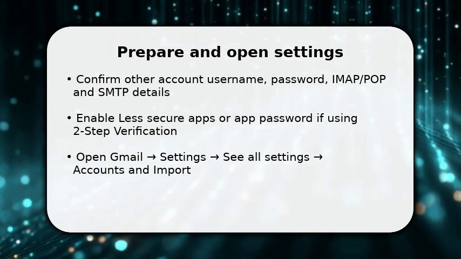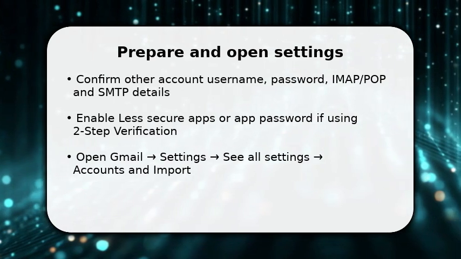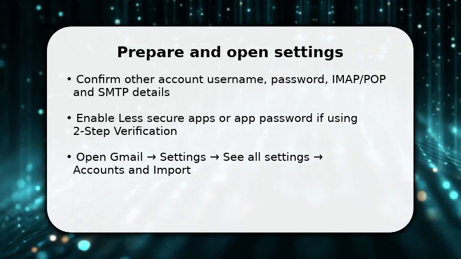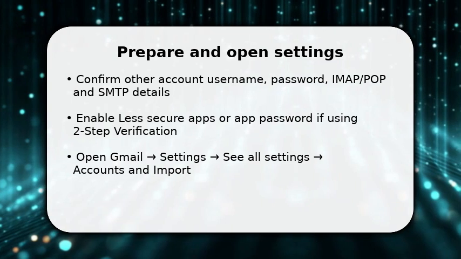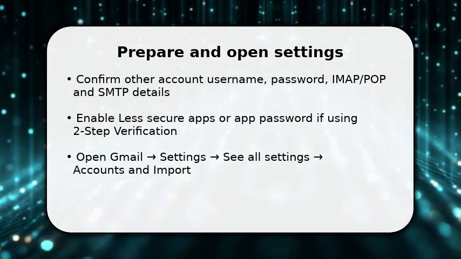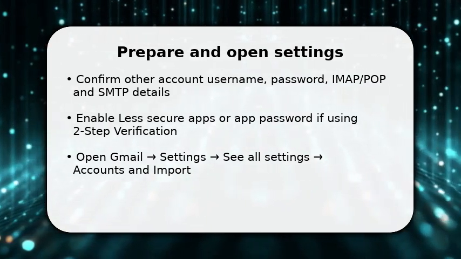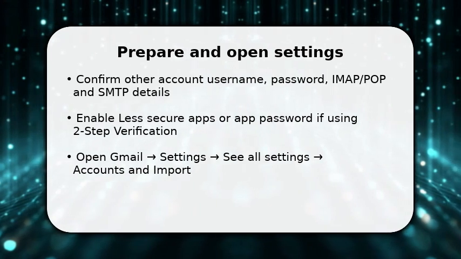Make sure two-step verification and app password options are addressed now so you won't be blocked. Next, click Add a Mail account to begin linking. This first action creates the connection entry that you will configure in the next step.